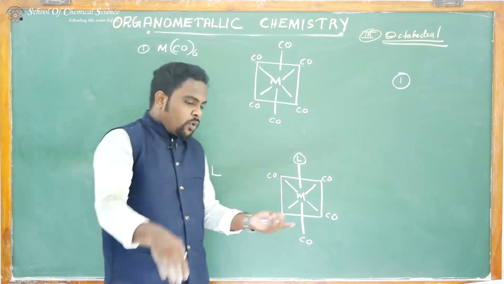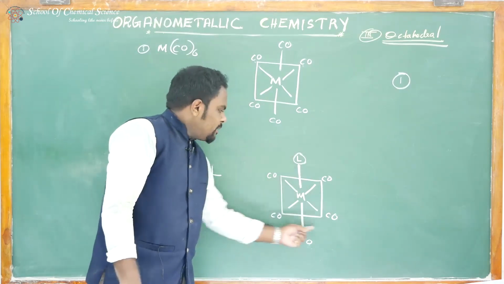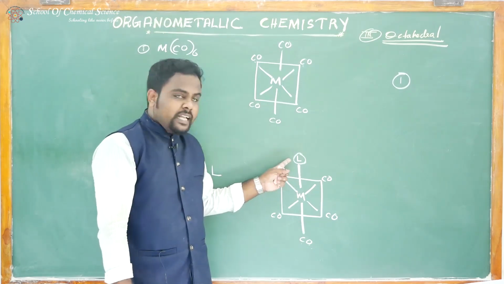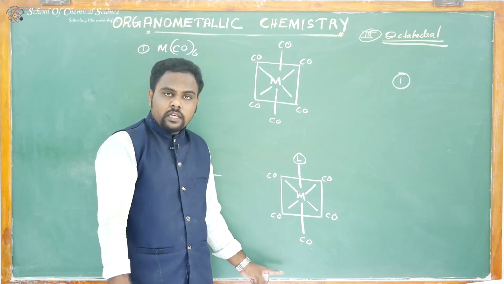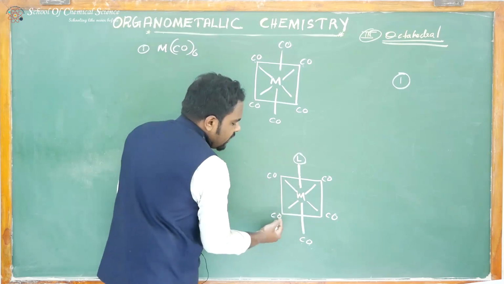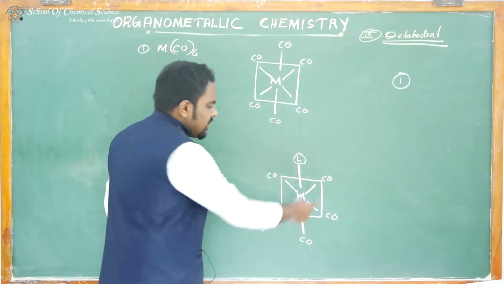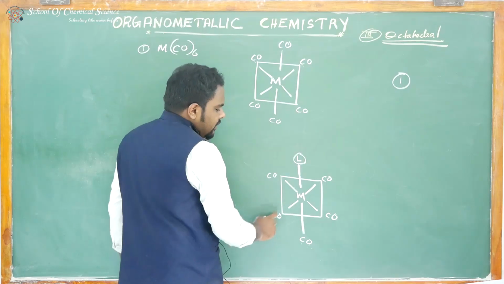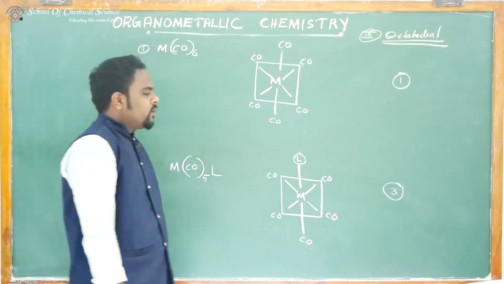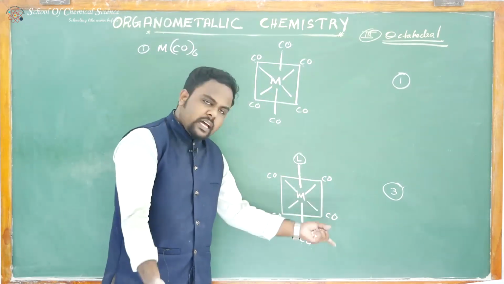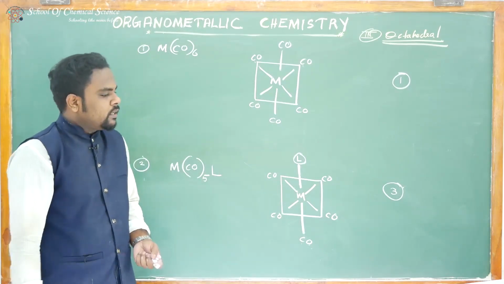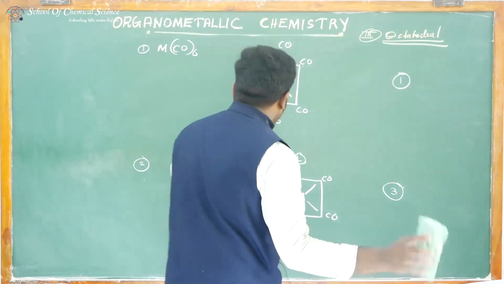MCO5L. This is the square plane, 1 metal and 4 carbon monoxide. The square plane is symmetrical. Now one L ligand is attached here. It's a symmetry loss. Then the square plane is symmetrical, then one M-C-O bend. For the symmetrical square plane, one bend, then the other CO, a bend, total 3 bends. This bend and this bend are equivalent, so it is treated as 1. So total 3 bends, 3 IR bands.